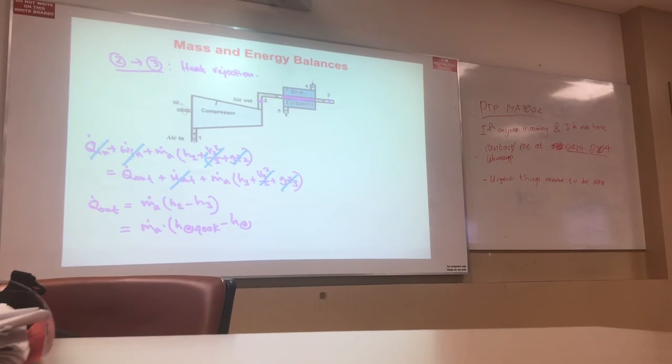All right, 350 Kelvin. So I can write Q dot out. So I say this is Q dot out, right?